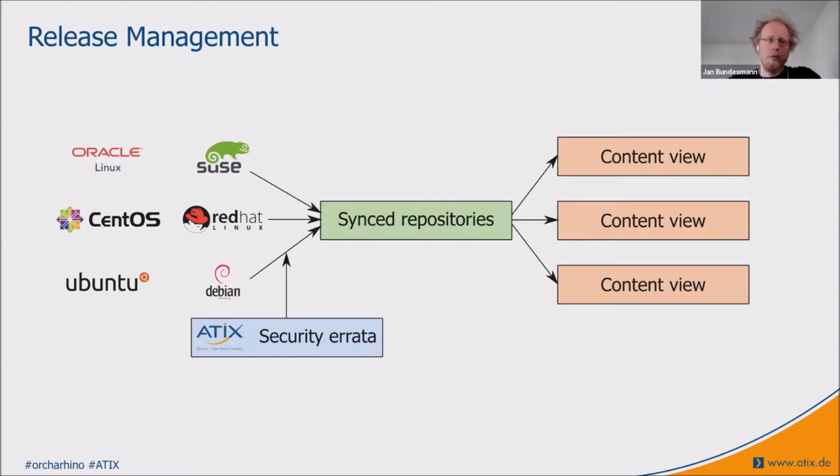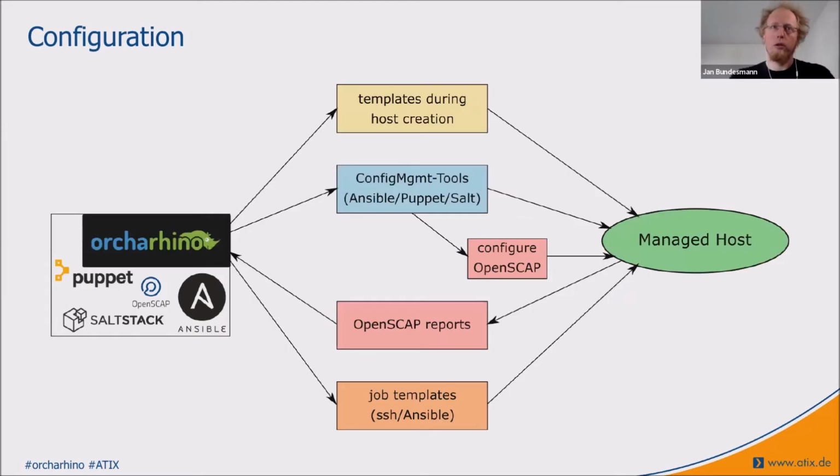Okay, but if you want to or have to control which packages or which software is installed and configured, you have another component of the orcharhino, another key function, which is the configuration management. So the orcharhino serves as a front end for three configuration management systems: Puppet, SaltStack, and Ansible.